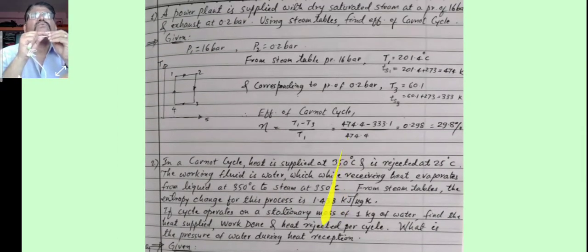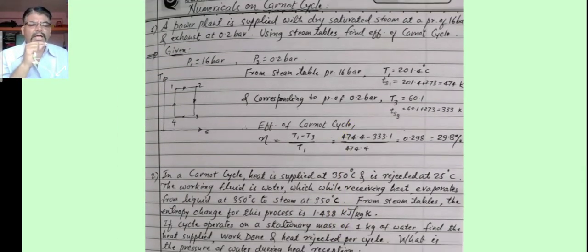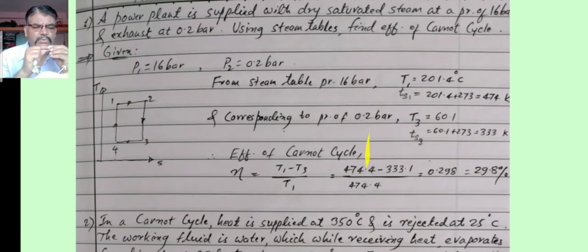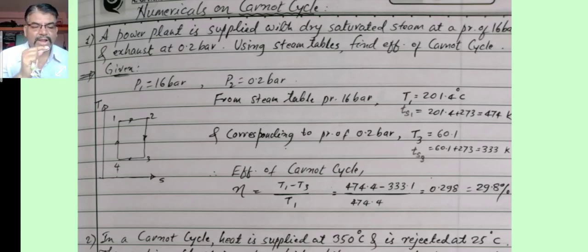Now I have taken one of the numericals, how to solve the numerical on the Carnot cycle. I read the numerical for you, if it is asked in the exam. A power plant is supplied with dry saturated steam at a pressure of 16 bar and exhaust at 0.2 bar. Using steam tables, find the efficiency of Carnot cycle. Now as I told you, in the steam table, there is a table that is pressure based, temperature based, enthalpy based, entropy based.